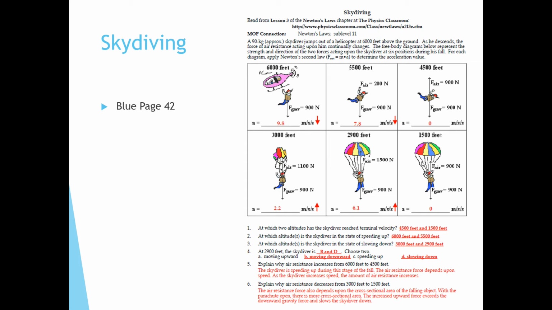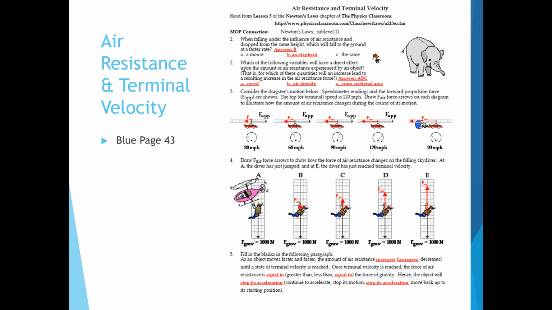All right, so let's look at page 43. We're considering, again, air resistance and terminal velocity. So number 1, when falling under the influence of air resistance and dropped from the same height, which will fall to the ground at a faster rate? A mouse, an elephant, or are they going to be the same? Well, the elephant will fall faster.